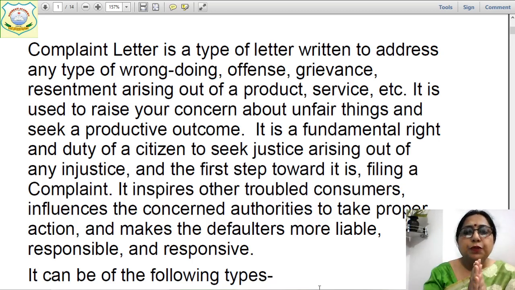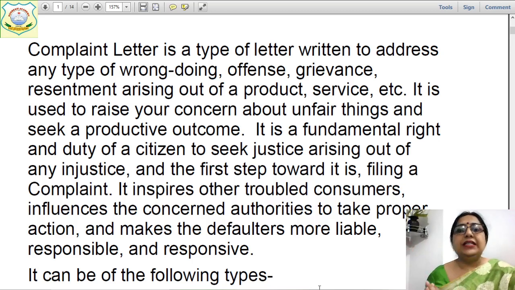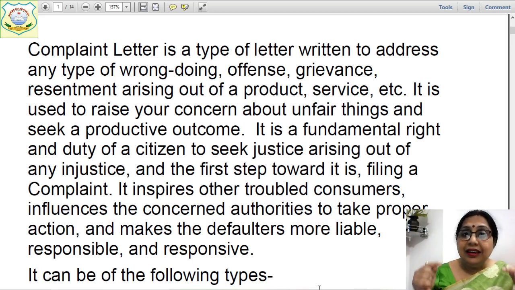And the date would be in extended form. Extended form. Okay? 2nd of November 2020. The whole thing you have to write. Right? And then again leave one line. And after that, the addressee's address.